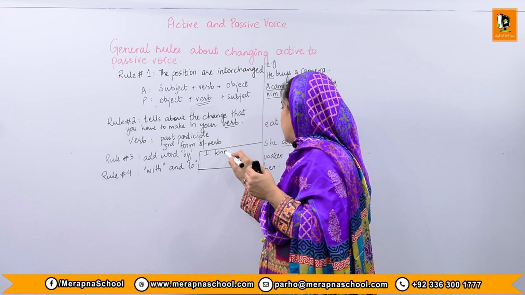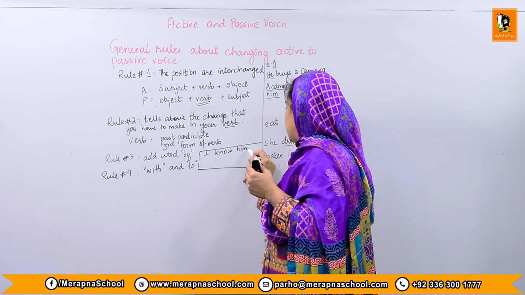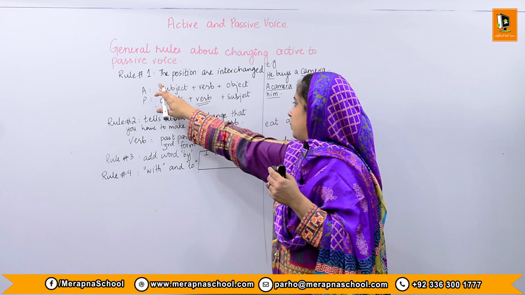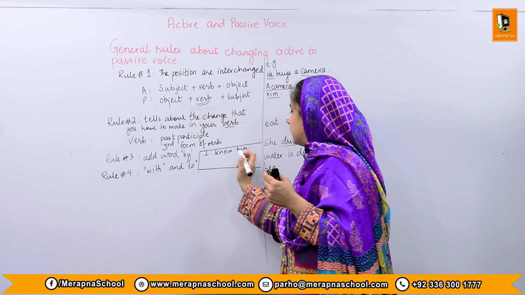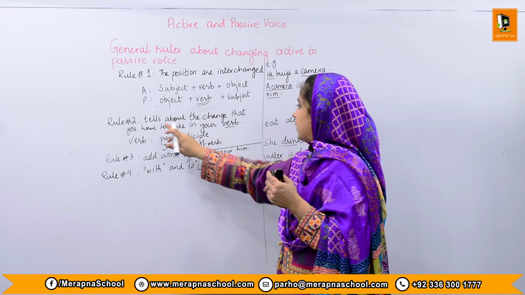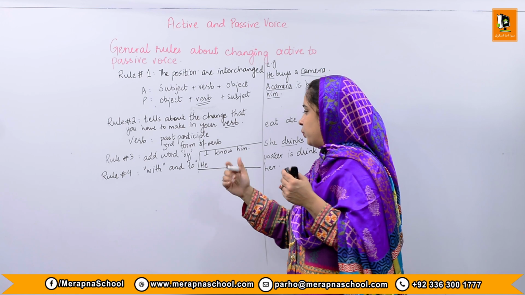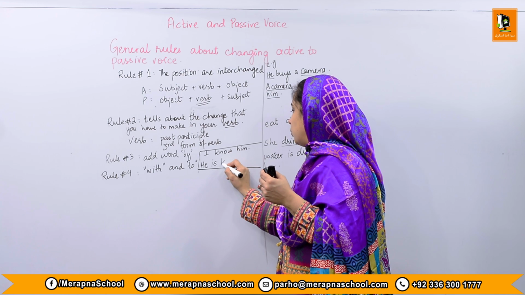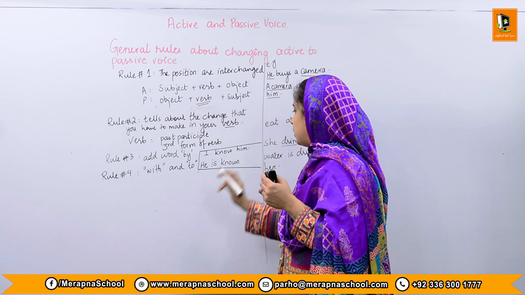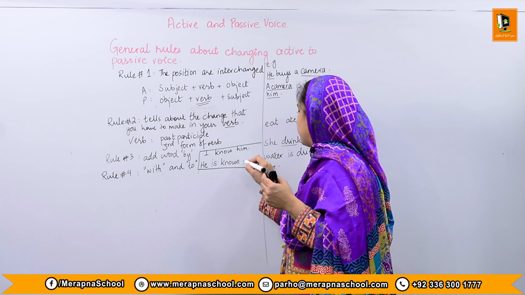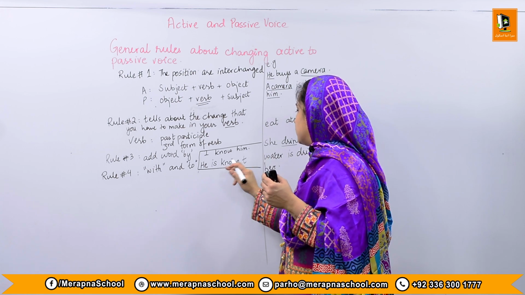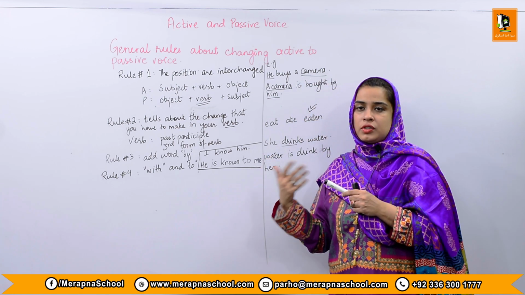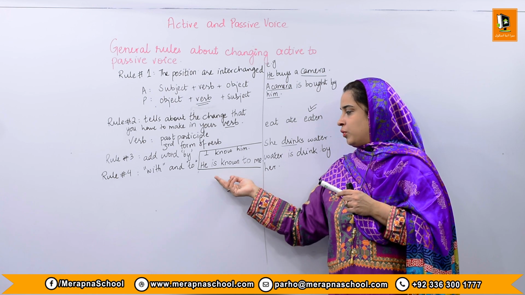I know him. Let's move on and let's try to change it by applying these rules. Rule number 1, that we need to change the places. So him becomes he. Rule number 2 says that we have to change the form of the verb. Know. Know is the present form. He is known. Now the word to will go with this sentence, not by. He is known to me. So this is how the rule number 4 applies over here.